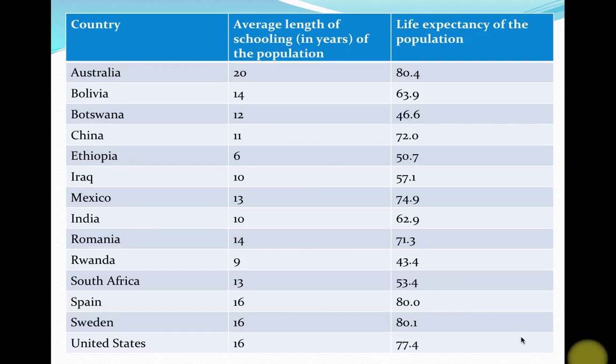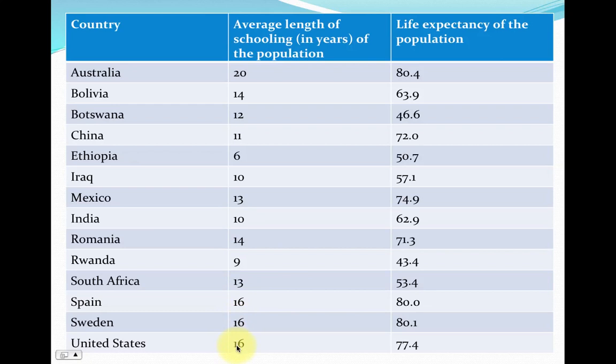We have countries, and there are 14 countries. We have the average length of schooling in years of the population. So on average, how many years do members of the population go to school? Australia is pretty high at 20 years average. And then we see some low scores, some scores in the middle.